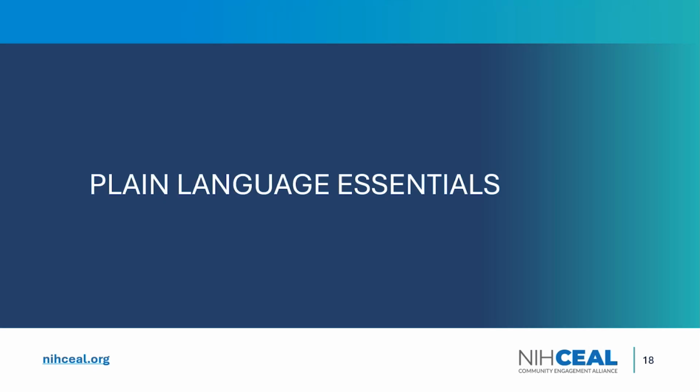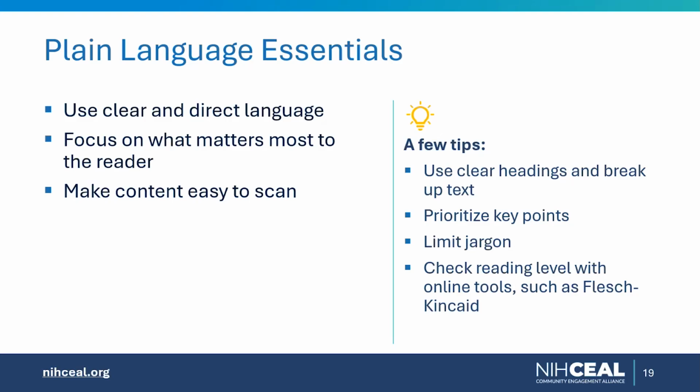So far, we've talked about the types of tools your research teams can use to communicate with communities you've engaged. We've identified the two most common types, toolkits and fact sheets. And we've shared some information on purpose, format, and audience. Next, we'll talk briefly about plain language essentials and accessibility basics. We'll start with plain language essentials.